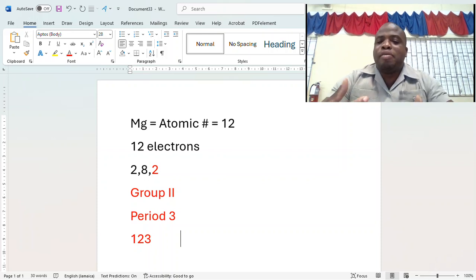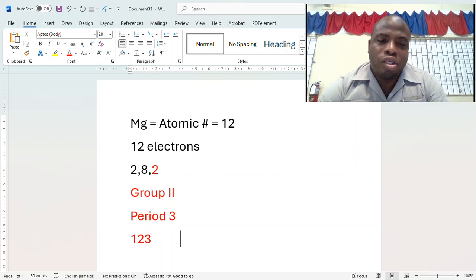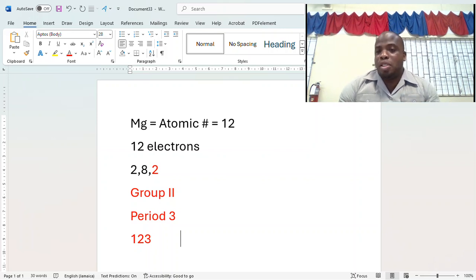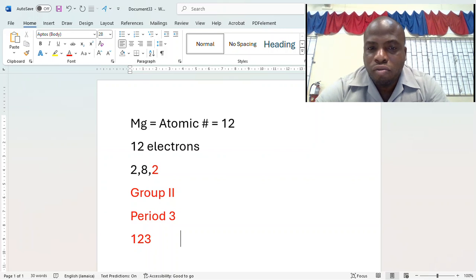Now CXC likes to bring certain questions. So you know the questions are thinking questions. So they might not use magnesium, as I said before. So they said element Q has the atomic number 12. What's the electronic configuration? What group is element Q in? What period is element Q? Or they might say, give me 2 properties of element Q.